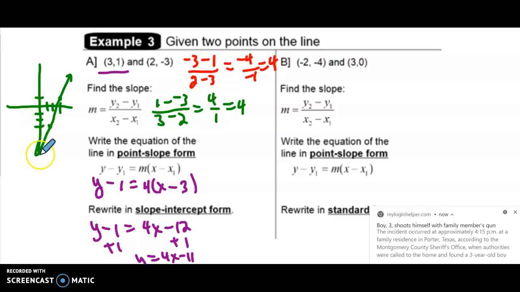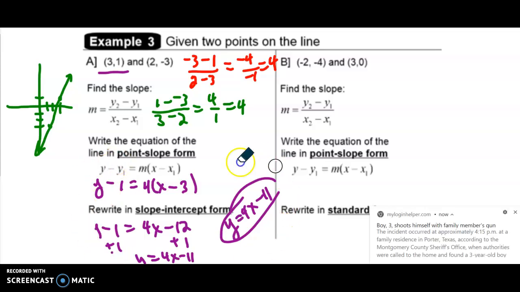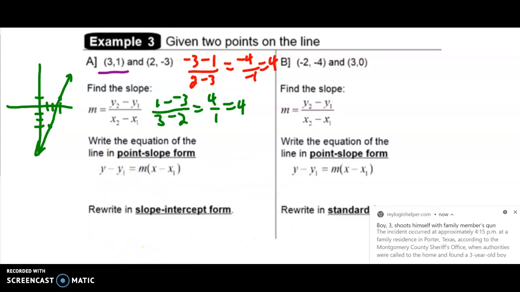I knew this was going to be a far down negative y-intercept, so that kind of makes sense here. y equals 4x minus 11, slope-intercept form. Yay. Okay, so remember that. y equals 4x minus 11. I'm going to do it the other way too to show you get the same thing.